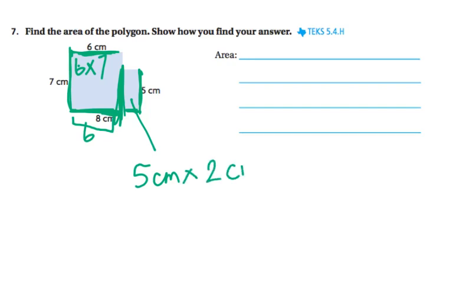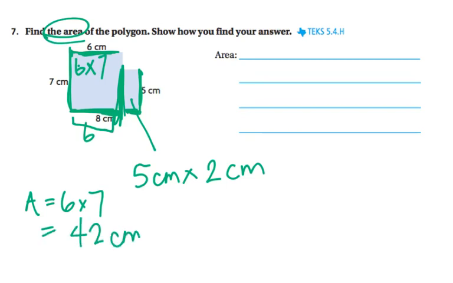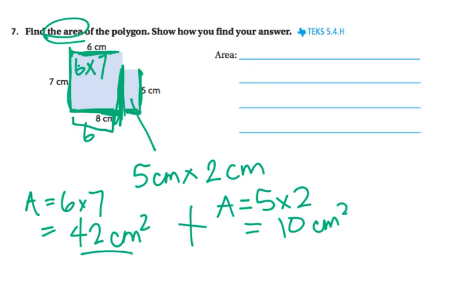That's 6. So that means this part here has to be 2. So it's 5 centimeters by 2 centimeters. I got the 2 by subtracting the whole distance of 8 minus just the 6. So they said, find the area of the polygon. My polygon is made up of a rectangle that's 6 by 7, so the area of that would be 6 times 7, which is 42 centimeters squared. I'm going to add that to the smaller rectangle, which is a 5 by 2, so the area would be 5 times 2, which is 10 centimeters squared. So I'm adding 42 centimeters squared plus 10 centimeters squared, and that is going to equal 52 square centimeters. I got that by breaking up the shapes.